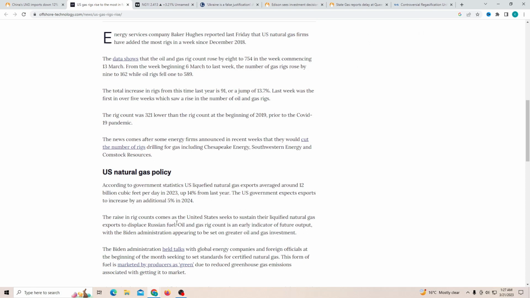So you guys can see, after the pandemic, the US is trying to focus heavily towards natural gas as they see it as a more renewable source rather than oil, and in the future that is going to be used significantly higher compared to oil. And the rise in the rig count comes as the US seeks to sustain their liquefied natural gas exports to displace Russian fuel. So obviously they're just trying to help the economy of the EU and others while Russia is not providing that natural gas, and that is one of the reasons why they increased it so significantly just in the past 1 or 2 years.